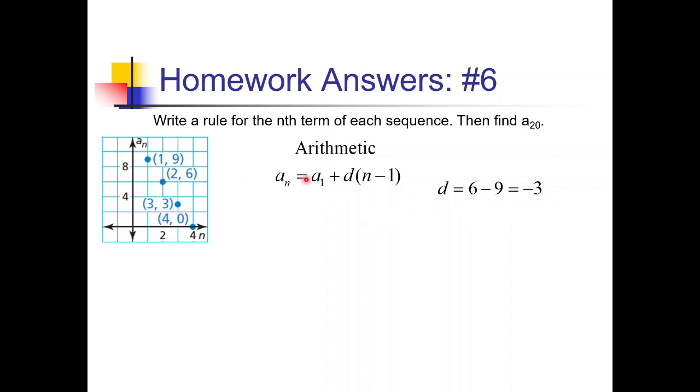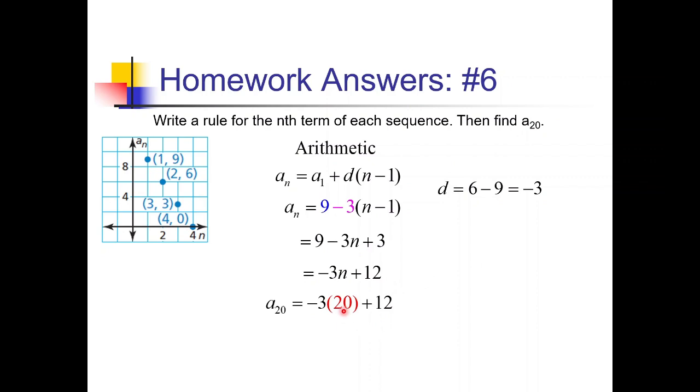So plugging those into this formula, we have a sub n equals 9 minus 3 times n minus 1. And now distributing and simplifying, we have 9 minus 3n plus 3. And then 9 plus 3 gives us 12, so negative 3n plus 12 would be our nth term formula. And then to figure out the 20th term, we'll just plug in 20 for n. So negative 3 times 20, which is negative 60. And then adding that to 12, we have negative 48.